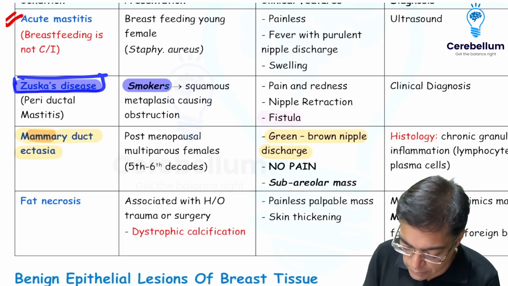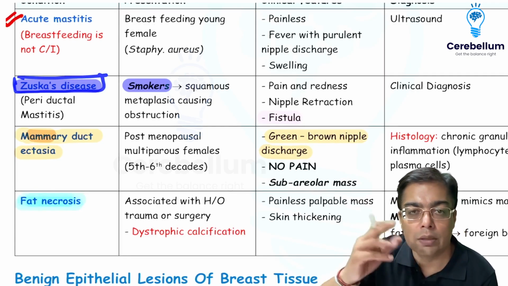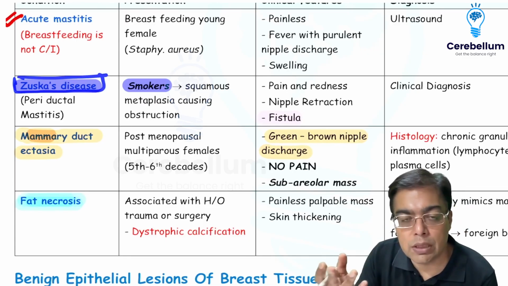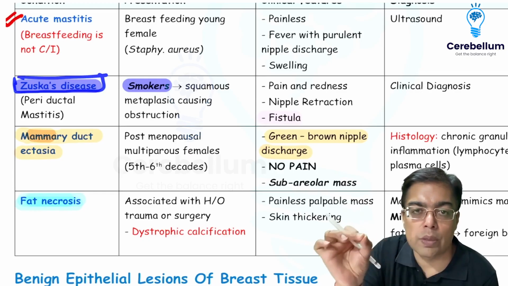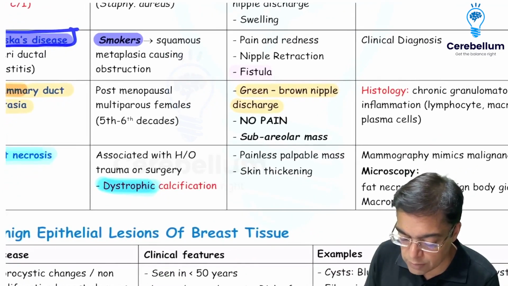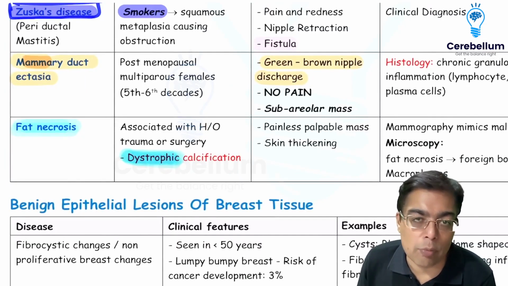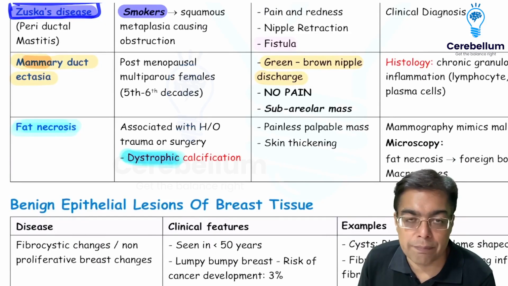Fat necrosis is something that you would associate with patients who have a history of either trauma or surgery, and therefore there is going to be a necrosis. Calcium gets deposited. Whenever there is calcium associated with necrosis or degeneration, you would associate it with a term like dystrophic calcification. So patients are going to have the presence of calcium deposition, and at times radiologically, especially on mammography, it may mimic a malignancy, right?